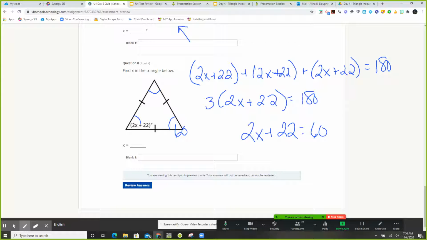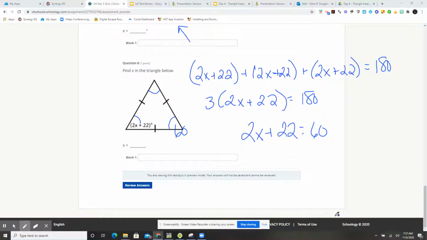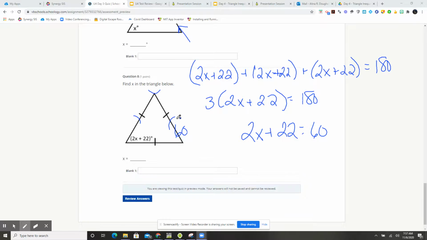Again, in geometry, you got to figure out how your brain works and how your brain sees the problems. Not everybody is going to problem solve exactly the same way. Any questions about those, guys? I know that was fast.